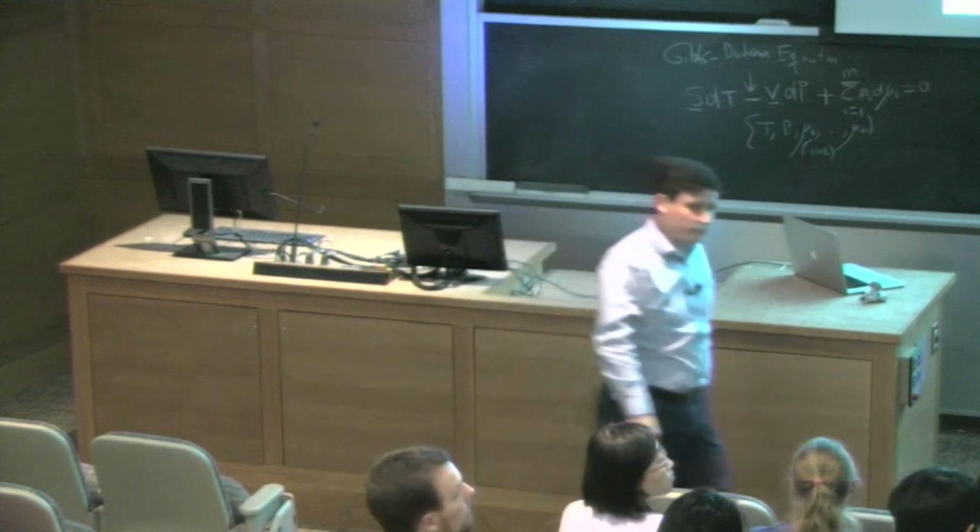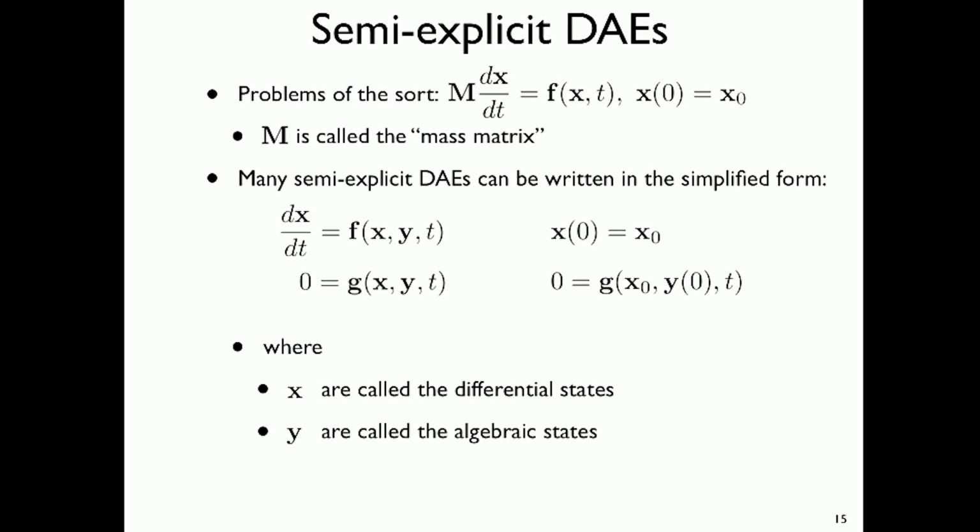Yes? That x is now a different x than before, right? Because that's not all the states. That's right. So here the x that I have is not all of the states, right? It's not all of the unknowns. It's only the set of the unknowns of which I have to take a differential. That's right. Okay?